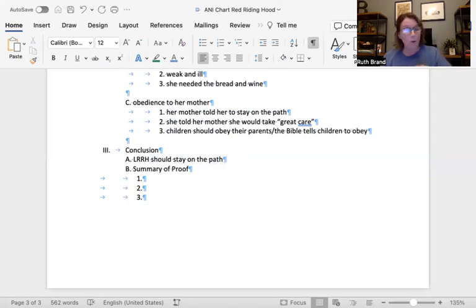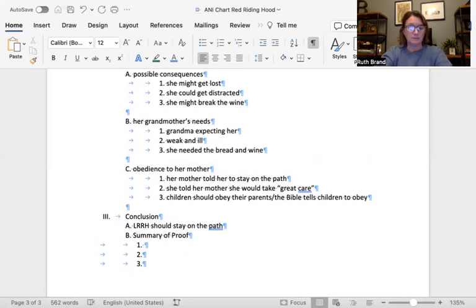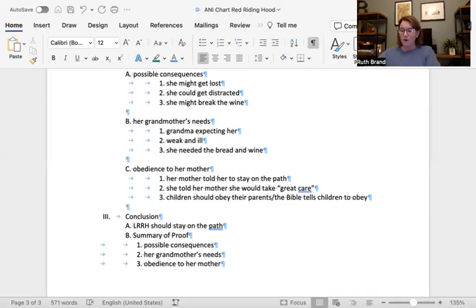And then B, you go ahead and type in that word or write in that phrase, summary of proof. You don't have to fill anything in there other than what it says in the outline, summary of proof. And then you're going to list your three proofs, which are these: A, B, C. Possible consequences, her grandmother's needs, and obedience to her mother. All right, if you followed along and worked while we were doing that, or we did it in class, you have an outline for your very next essay.